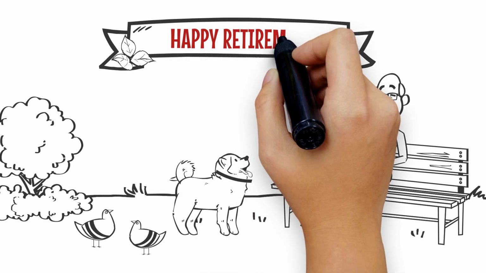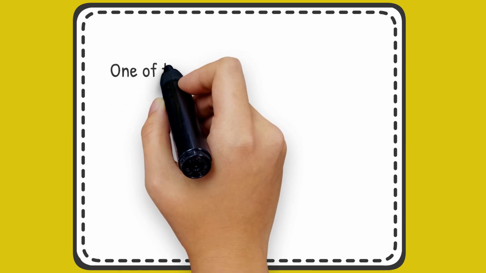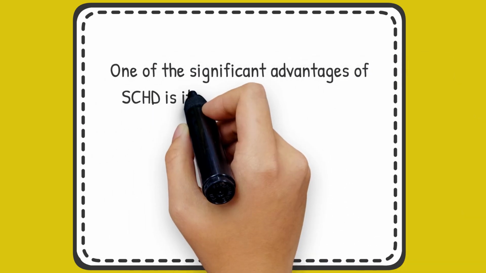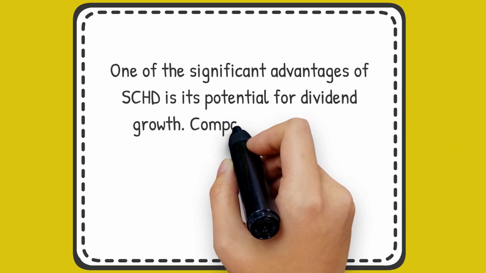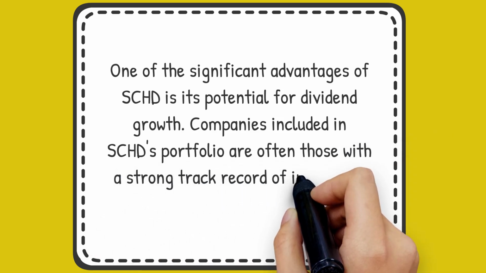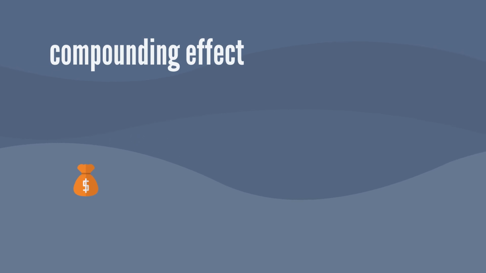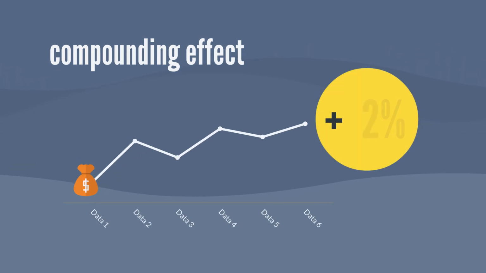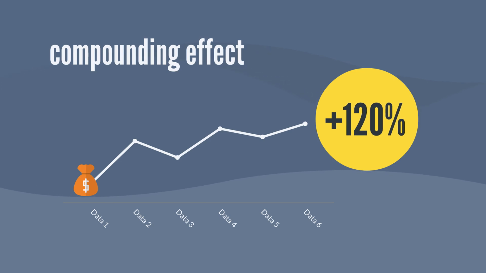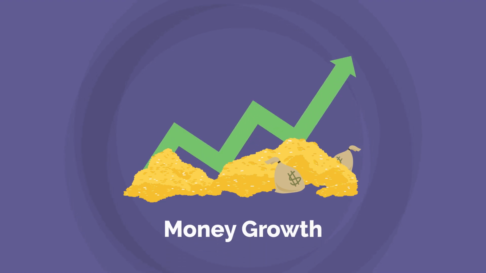This steady income can be particularly beneficial for retirees or those looking to supplement their regular income. One of the significant advantages of SCHD is its potential for dividend growth. Companies included in SCHD's portfolio are often those with a strong track record of increasing their dividend payouts over time. This growth can lead to a compounding effect, where reinvested dividends contribute to further capital appreciation. Over the long term, this can significantly boost the total return of the investment.